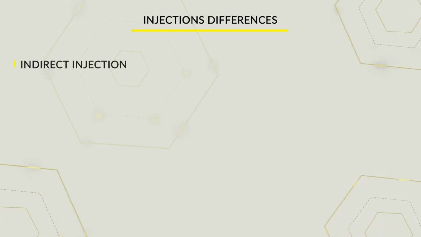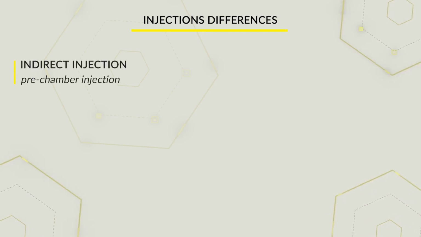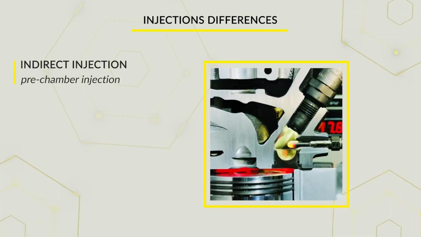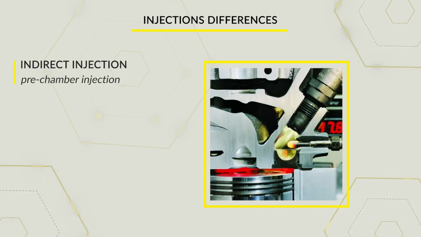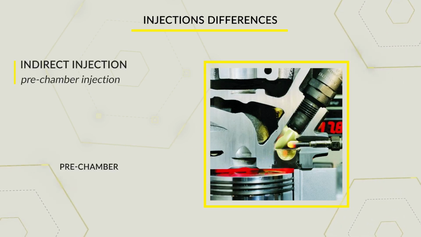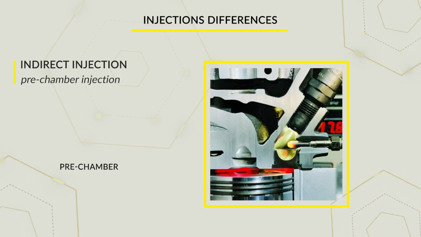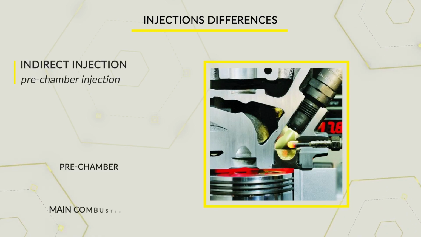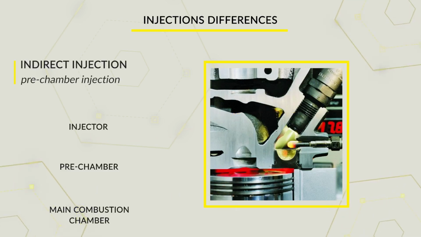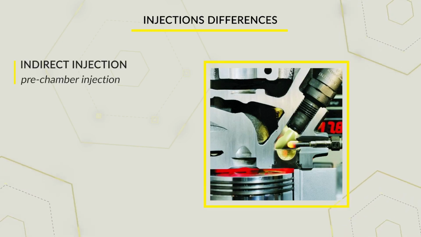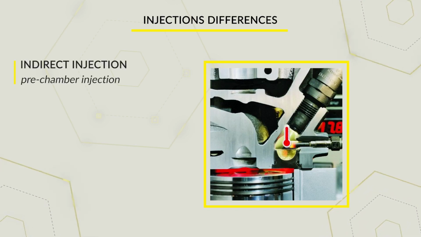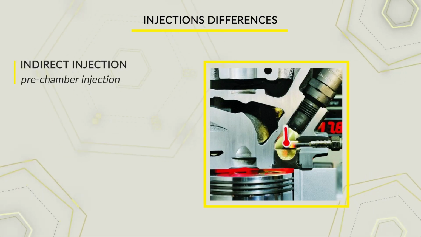Indirect injection, also called pre-chamber injection, is an injection principle that was used until the 1990s in diesel engines. In this system, there is a compartment called the pre-chamber, cylindrical or spherical in shape, obtained in the engine head, with a duct on one side that communicates with the main combustion chamber, while on the opposite side is the injector. During operation, the pre-chamber reaches high temperatures, and this reduces the ignition delay, thus facilitating the ignition of the air-diesel mixture in the cylinders.